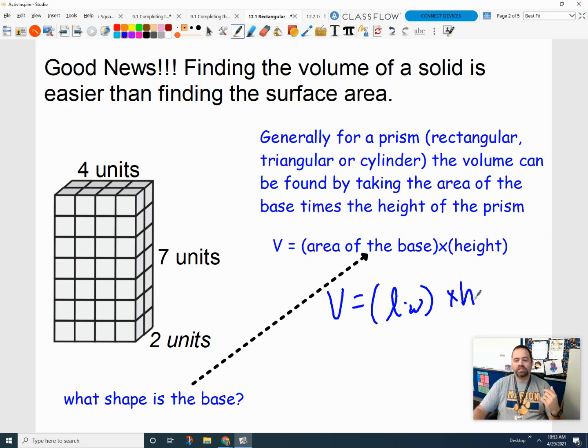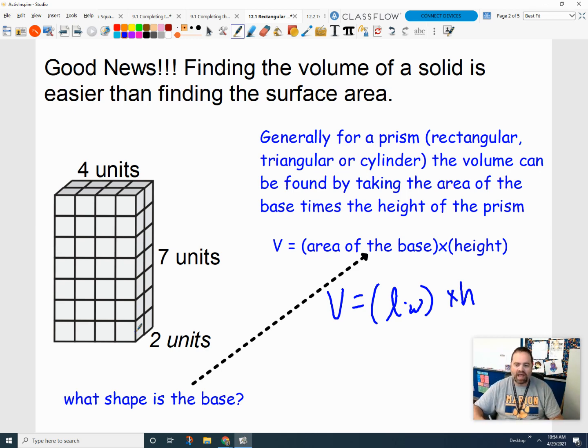Now, when we get into triangular prisms, that L times W, I'm going to trade out for a different formula. When it's a cylinder, I'm going to trade that out for a different formula. But the height part of it, how tall your prism is, is going to be consistent between the three. If you take a look at this shape, on the bottom I have a layer that is 2 units wide by 4 units long. The area of that rectangle is 8 cubic units, because they're cubes, not squares. So I've got 8 cubic units on bottom, and then I've got 7 layers of that, one on top of the other.